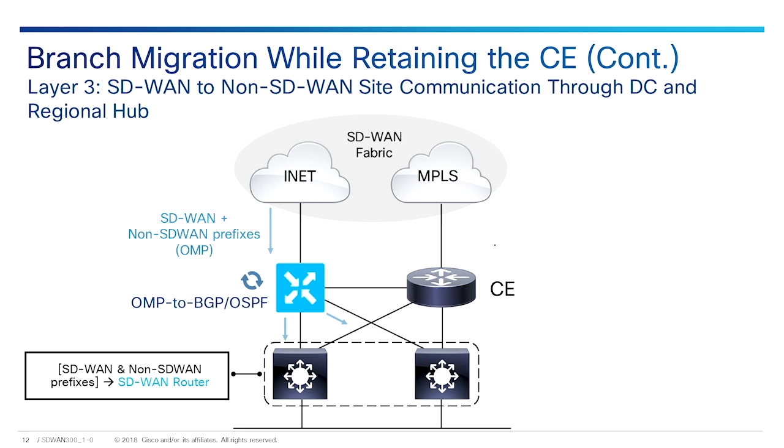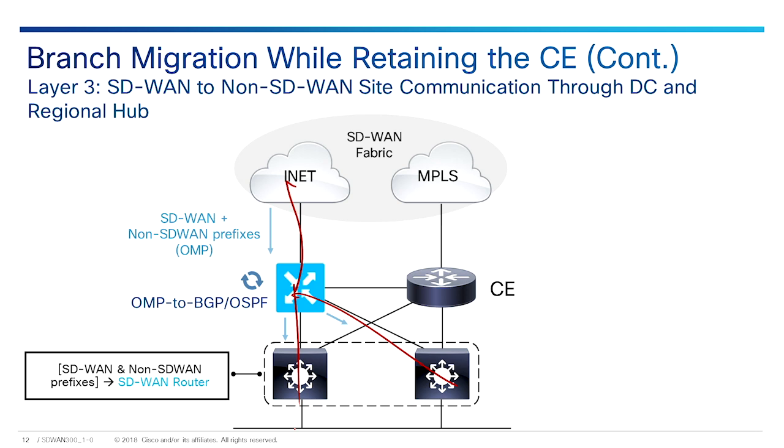When configured, the SD-WAN router establishes a tunnel across the internet and receives SD-WAN and non-SD-WAN prefixes through the overlay connection. It then adds those prefixes to the routing of the two core switches. The SD-WAN router redistributes those prefixes from OMP into the local routing protocol, OSPF or BGP. I know this question is going to get asked, so I'm going to say it. We don't support EIGRP at this time.